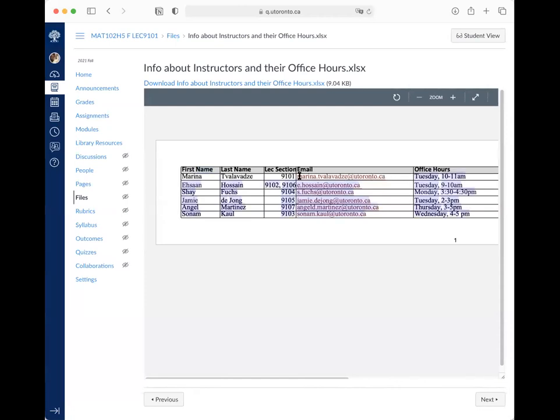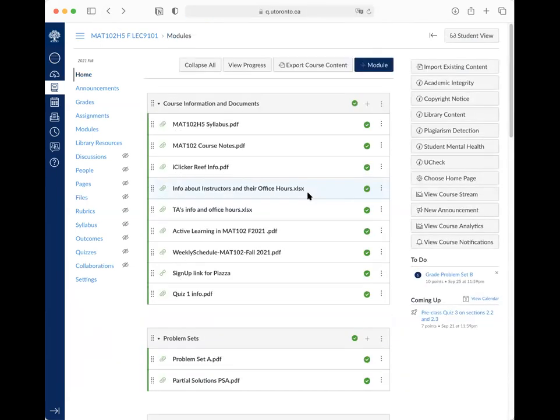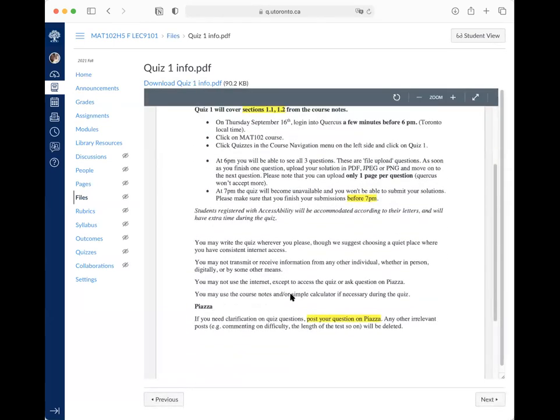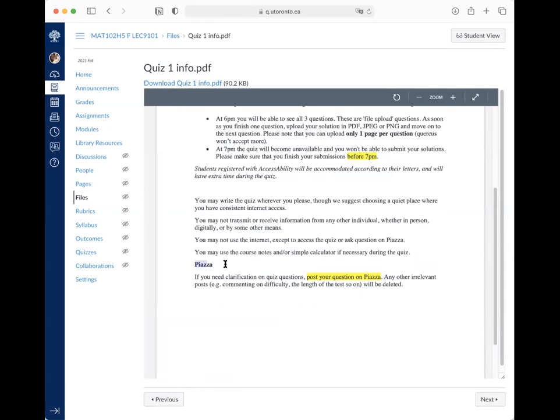That's another thing that I want to talk about. If Quarkus does not let you submit, you email her your solution before 7 o'clock. Otherwise, you get 0. That's another really important thing. The third thing: if you have any question during the quiz, what do you do? You go to Piazza. If you need any clarification on a quiz question, you post your questions on Piazza.